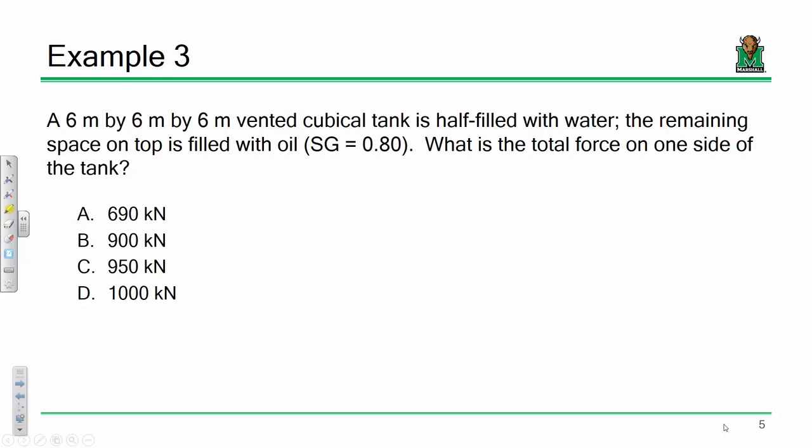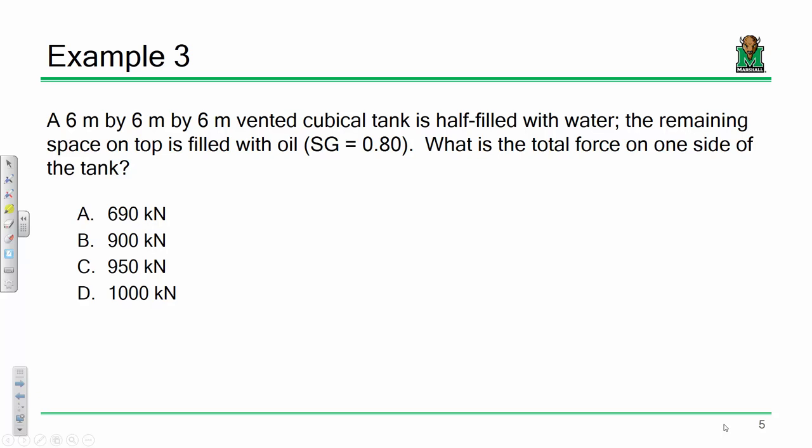6 by 6 by 6 box of a cube. It is a vented cubical tank, which basically just means it's a box that's open on top. And it's half filled with water, and then the remaining space on top is filled with oil that has a different specific gravity. So what's the total force on one side of the tank?